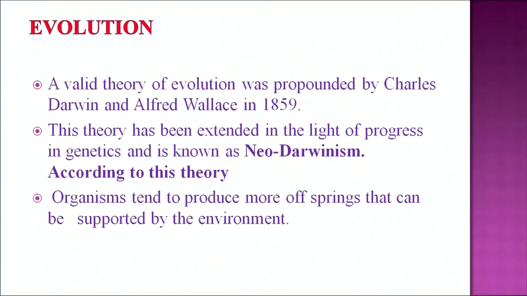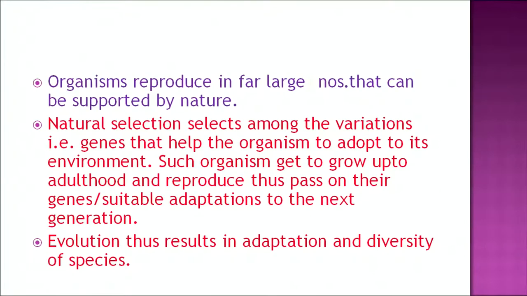Coming to the topic of evolution, a valid theory of evolution was propounded by Charles Darwin and Alfred Wallace in 1859. This theory has been extended in the light of progress in genetics and is known as neo-Darwinism. According to this theory, organisms tend to produce more offspring than can be supported by the environment. Organisms reproduce in far larger numbers than can be supported by nature. Natural selection selects among the variations, that is genes, that help the organism to adapt to its environment. Such organisms grow up to adulthood and reproduce, thus passing on their genes, suitable adaptations, to the next generation. Evolution thus results in adaptation and diversity of species.